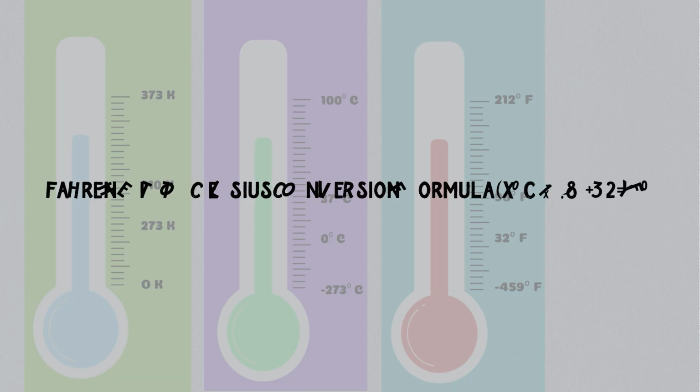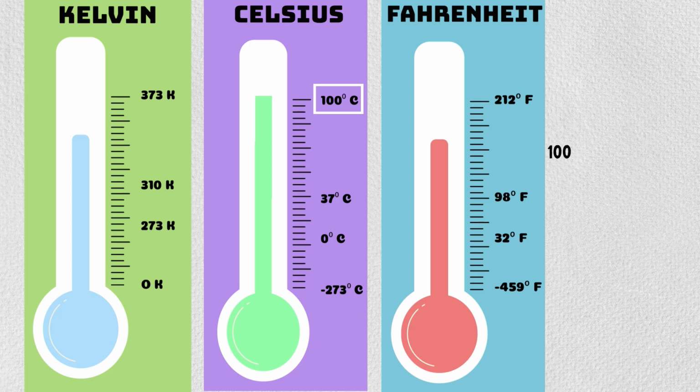Here is a quick conversion trick to change degrees Celsius to degrees Fahrenheit. We multiply by 1.8 and add 32. Example, 100 degrees Celsius times 1.8 gives us 180. To this, add 32, which is 212 degrees Fahrenheit.